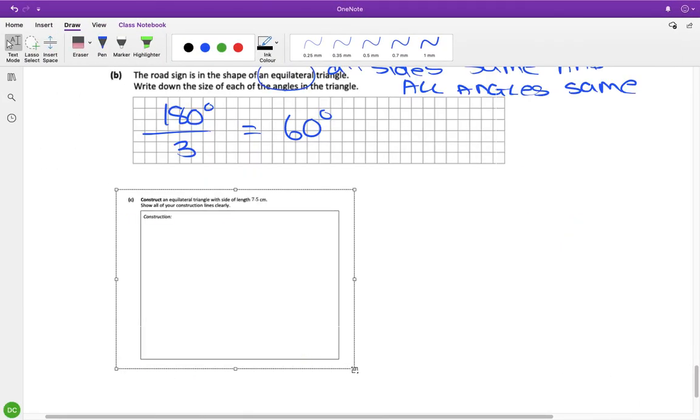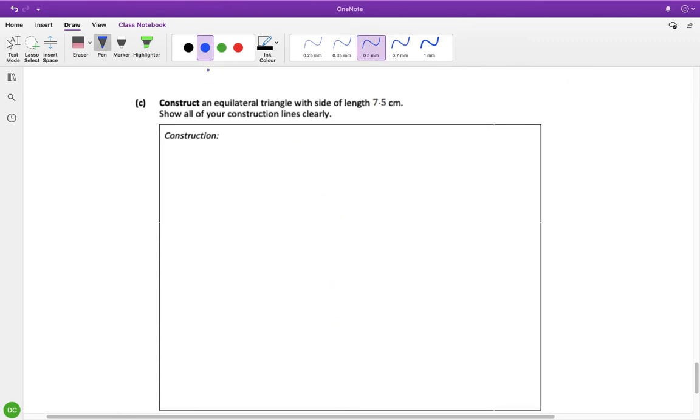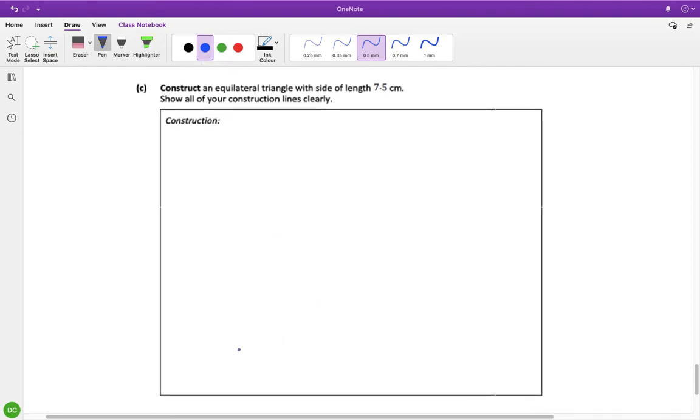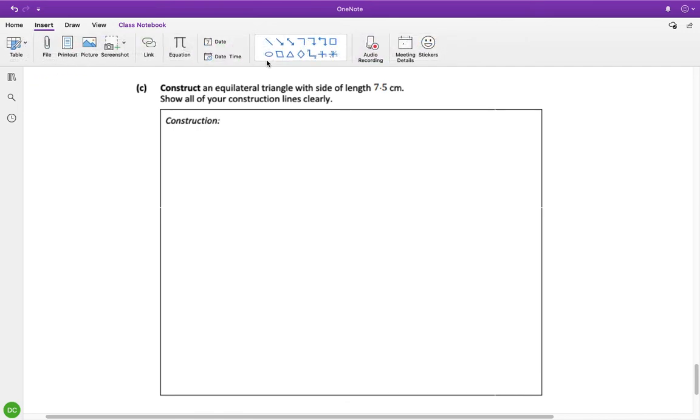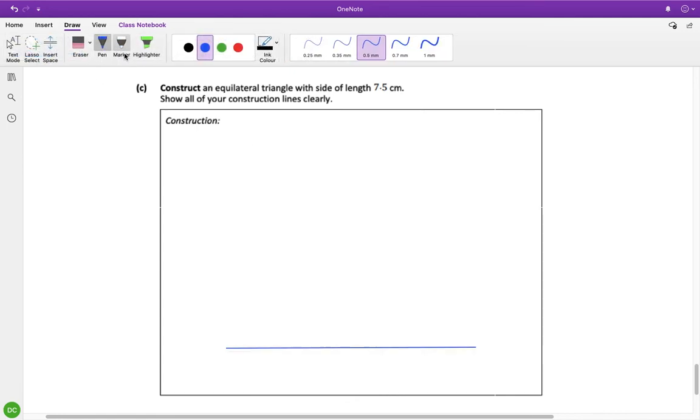Okay, so I put a construction in. Construct an equilateral triangle with sides 7.5. Now I'm not going to be able to do this properly, so I'm going to tell you how to do it. So you start with your ruler and you simply measure out a flat line that is 7.5 centimeters. Okay, then what you're going to do is you take that ruler.